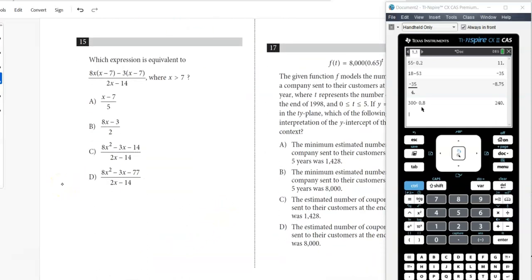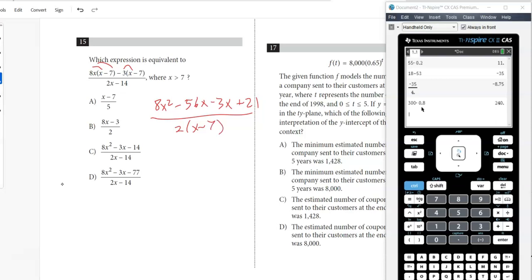Which expression is equivalent to this guy? Okay, so it looks like they've done some stuff here. Maybe they distributed up top. So you could distribute up there. If you distribute that, you get 8x squared minus 56x minus 3x plus 21, all over 2 times x minus 7.